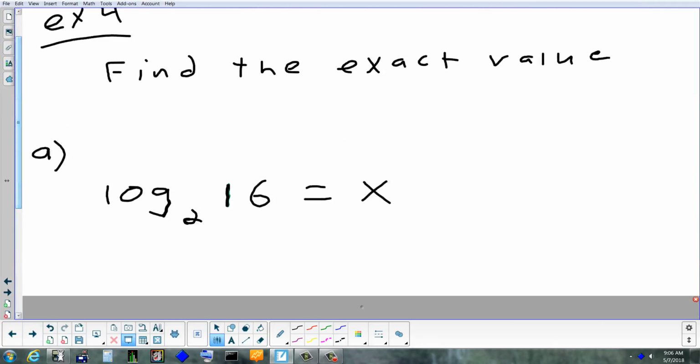Okay, so this is a problem where the directions could say solve. It says find the exact value. You know you're solving because you only have one variable. You couldn't solve the other problems, like the ones we started out earlier, because they had 2. This only has 1.